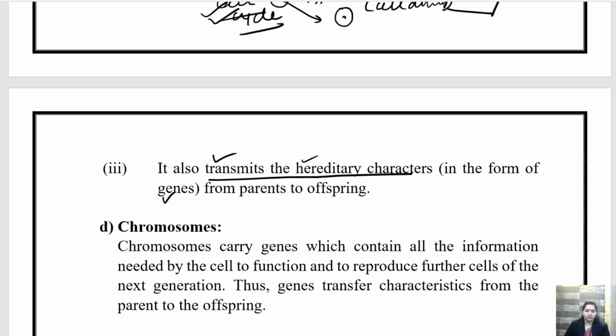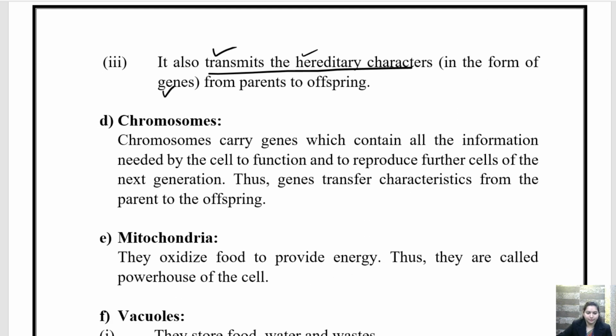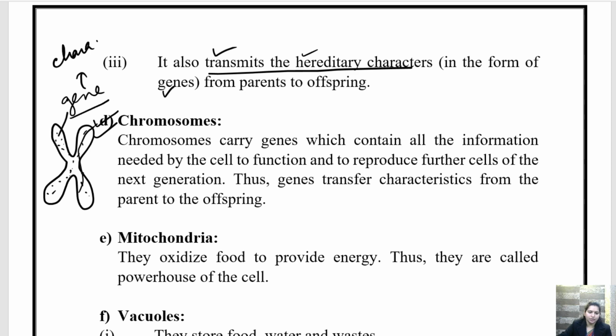Okay, now coming on to chromosome. Chromosome is also very important, children. This is the structure of a chromosome. Chromosome carries a hereditary character. It contains a gene inside it, और gene में क्या होता है, सारे characters होते हैं, ठीक है, and chromosome always occurs in pair. Okay, so chromosome carry genes which contain all the information needed by a cell to function and to reproduce for the cells of the next generation.